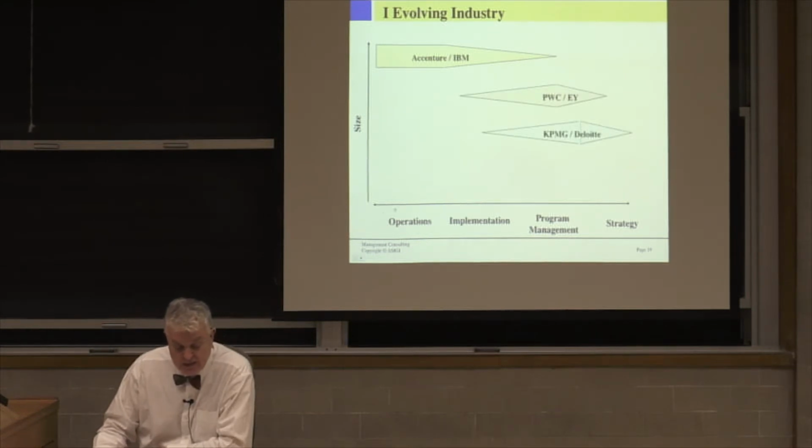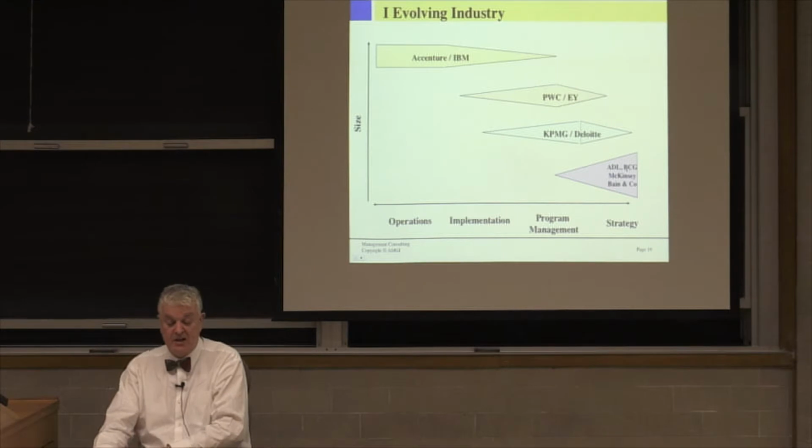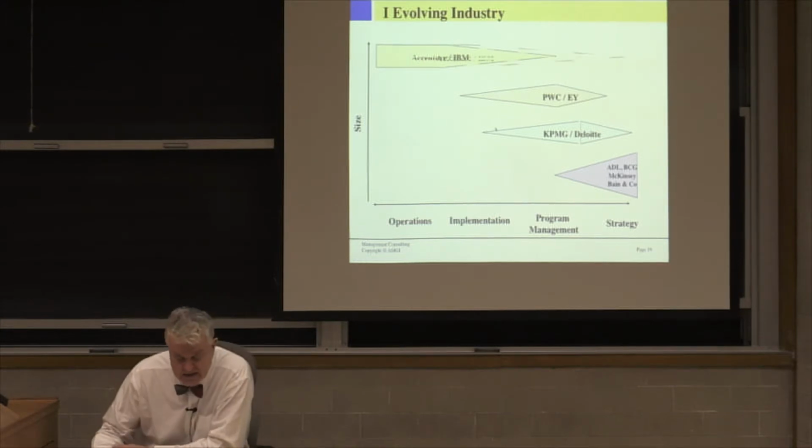So from this spectrum, you have operational management to strategy, so operations, implementation, program management. And this shows you where, so in the strategy space, you have McKinsey, Bain and Company, Boston Consulting, Arthur D. Little. Accenture tends to go across these domains.